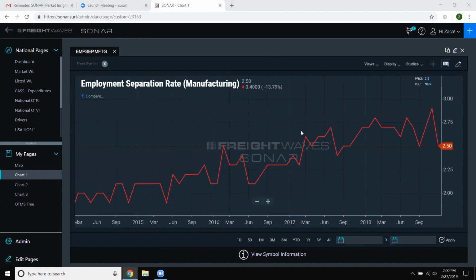Coming to you after a big week in the release of 3.2 Sonar. A lot of new functionality and a few new data sets added, but of course it wouldn't be another week at FreightWaves and Sonar if we didn't add some more data.